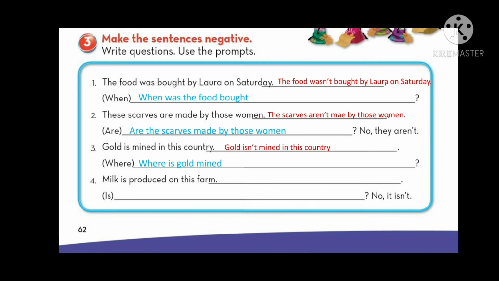Number 4, milk is produced on this farm. In the negative form, it will be like this. Milk isn't produced on this farm. طبعا is صارت isn't. هذا التغيير الوحيد. فقط أنا بضيف not للhelping verb. Is isn't. Are aren't. Was wasn't. So milk isn't produced on this farm.